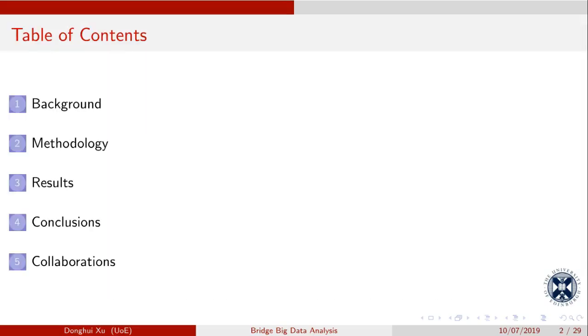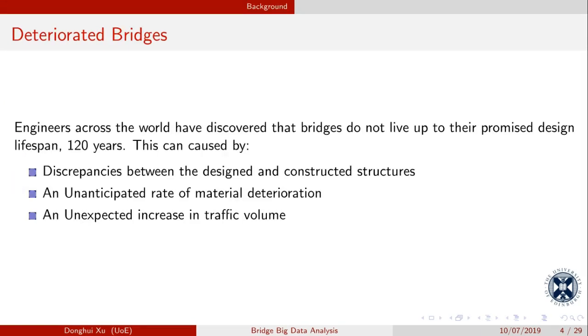First, I'm going to talk about background. Bridges are normally designed to have a lifespan of 120 years, but engineers have discovered that many bridges do not live up to this lifespan. For example, the ASCE discovered that over 9% of the bridges in the US, which carried 188 million trips per day, were structurally deficient in 2016.